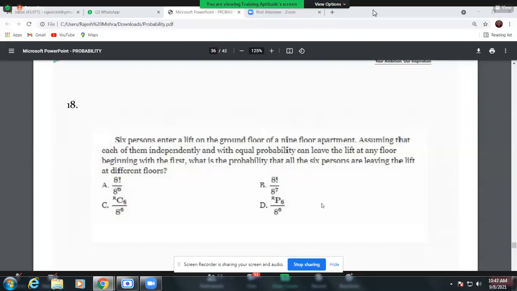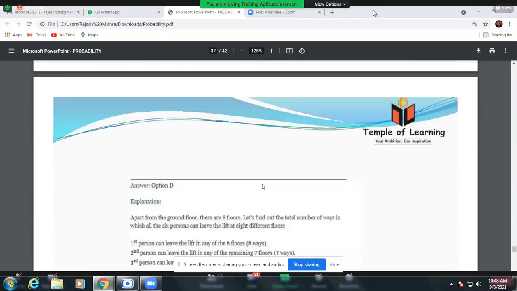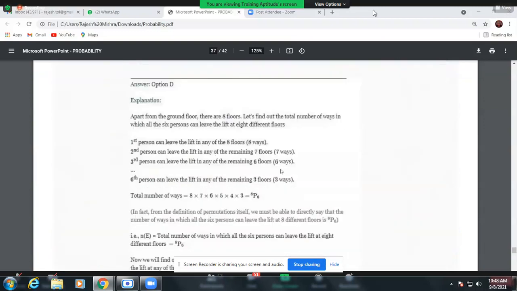It says, what is the probability that all the 6 persons are leaving the lift at different floors? The total outcome, 6 persons can go to any 8 floors. So 8 to the power 6 is total. There I don't have a problem. Now, what is the probability? So if first person can go to 8 different floors, second can go to only 7. Please understand, one of the floors is taken, because then we don't want repetition. Everybody at different floors.